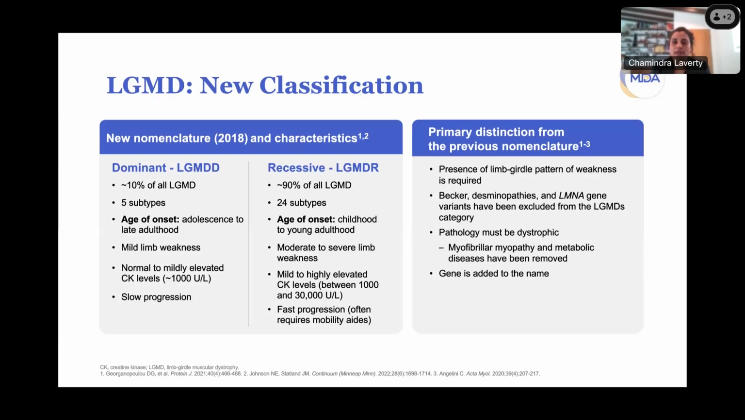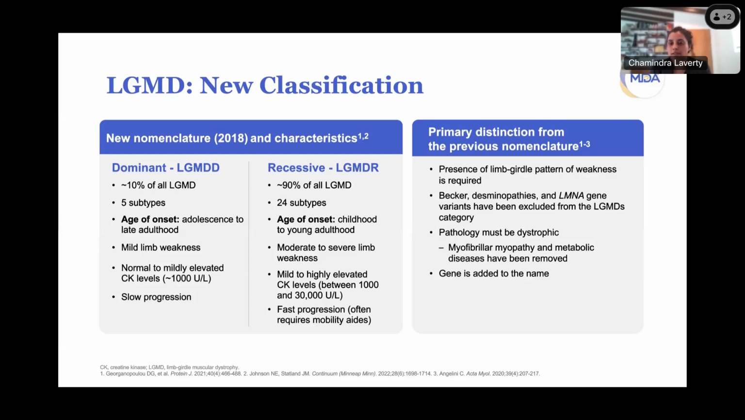Becker muscular dystrophy historically was the one big condition that was lumped into limb-girdle that is no longer part of limb-girdle. Becker muscular dystrophy was put into the dystrophinopathies, where it's more appropriate for it to be in that category. So desminopathy, for example, is a myofibrillar myopathy. It is no longer under the new classification system. Similarly, LMNA. LMNA has a huge variation in its phenotype. LMNA variants have been excluded from the limb-girdle muscular dystrophy category.